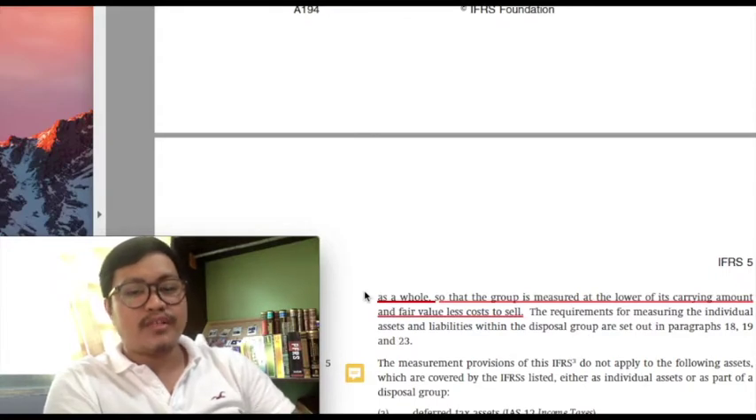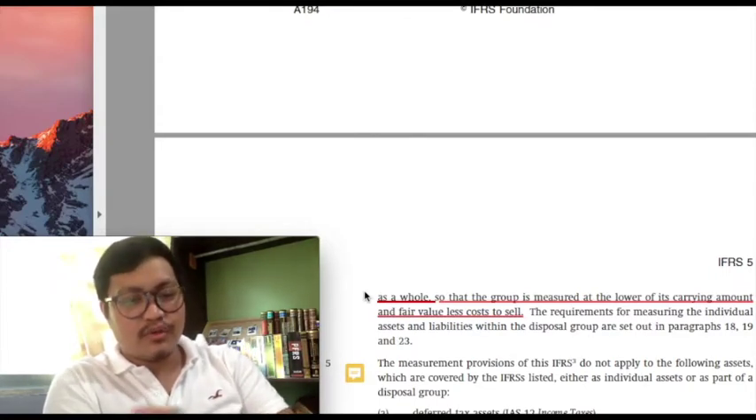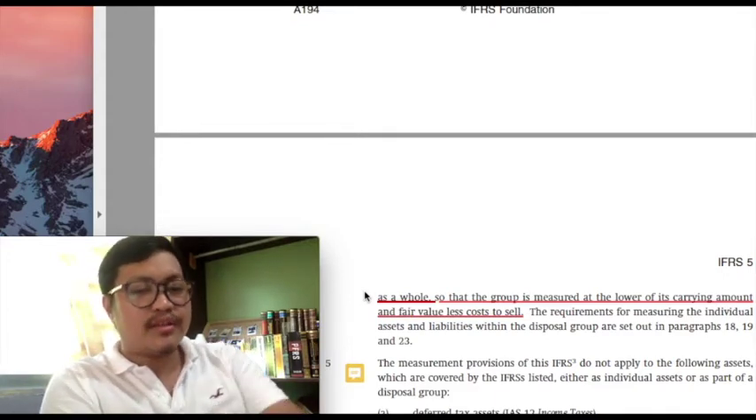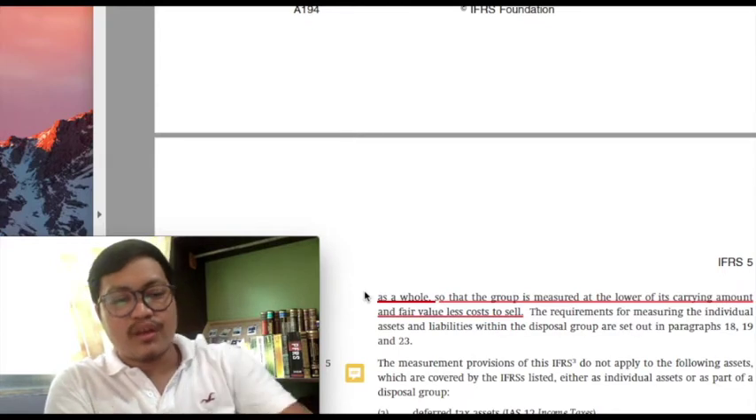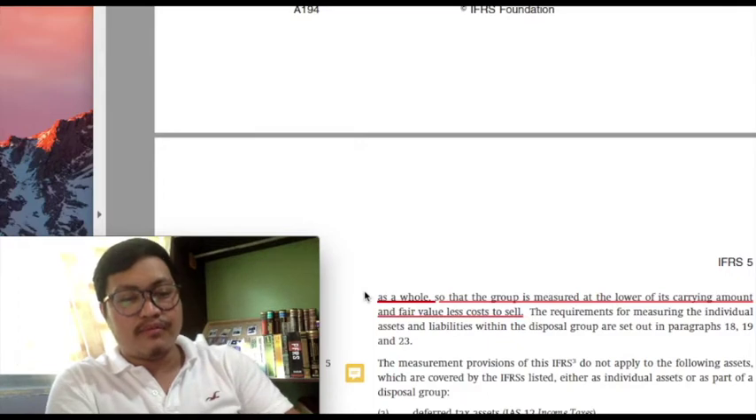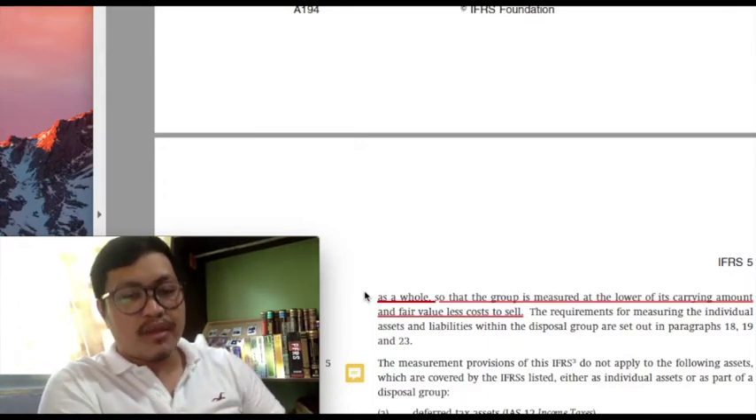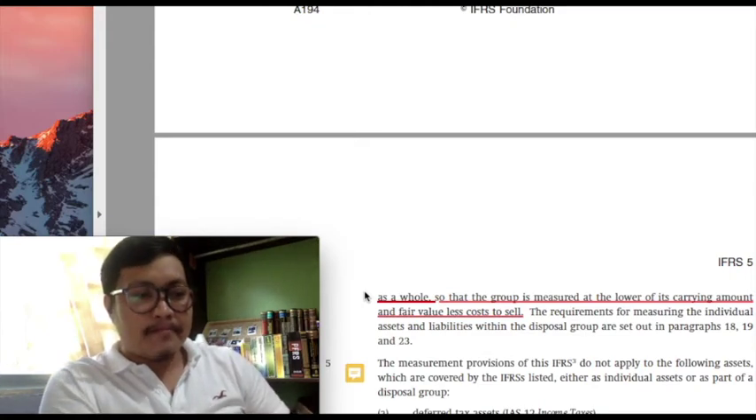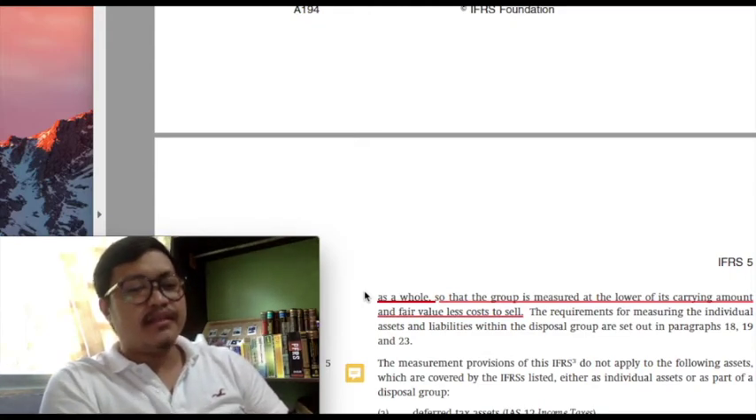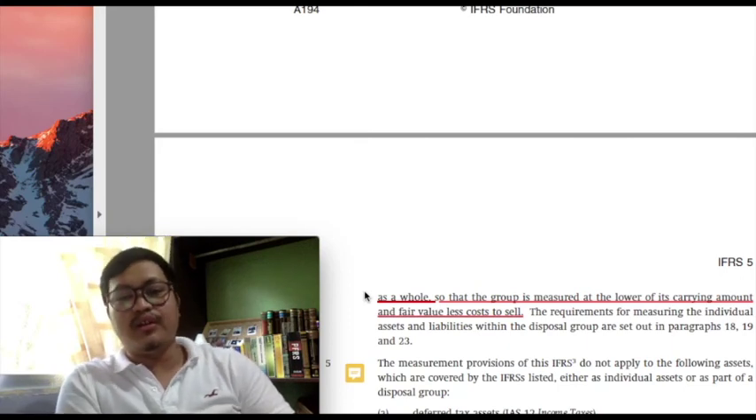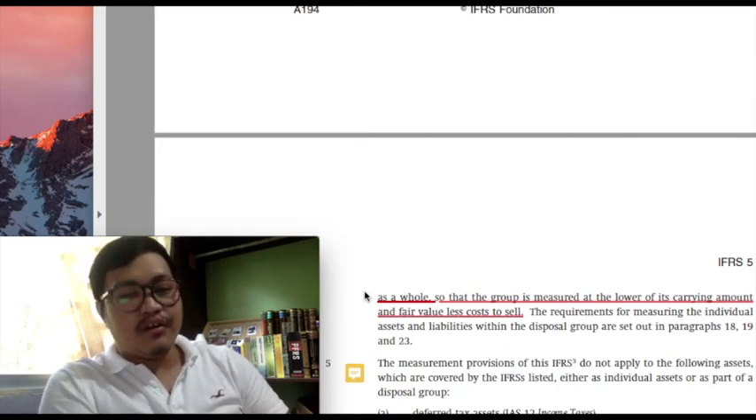You compare it with the expected selling price, although technically the standard tells us to use the fair value less cost to sell. You compare it with the expected selling price, the amount you expect to recover from the asset, and whichever is lower, that will now be the new carrying amount of the asset, but no longer as an item of PPE, already as an asset held for sale. But again, simplest takeaway: if you are asked how non-current assets held for sale are measured, they are to be measured at the lower of its carrying amount and the fair value less cost to sell.